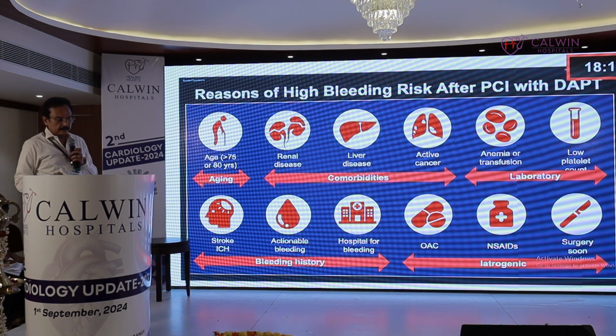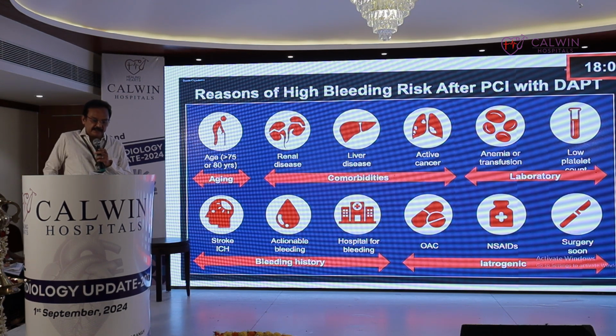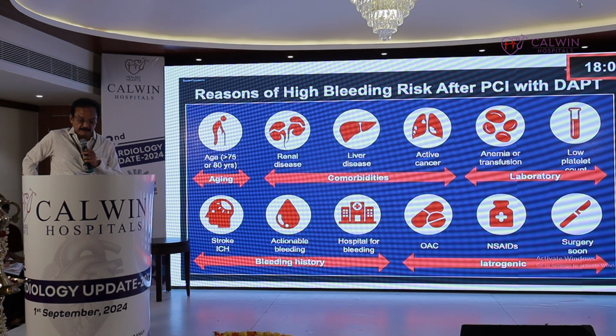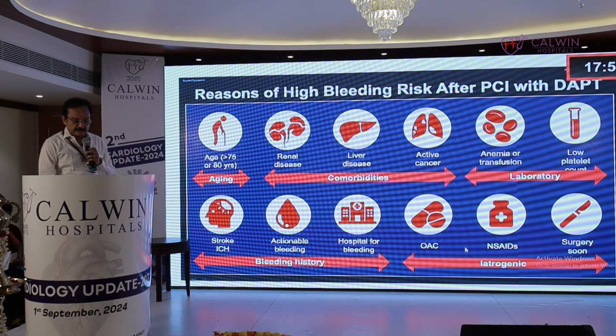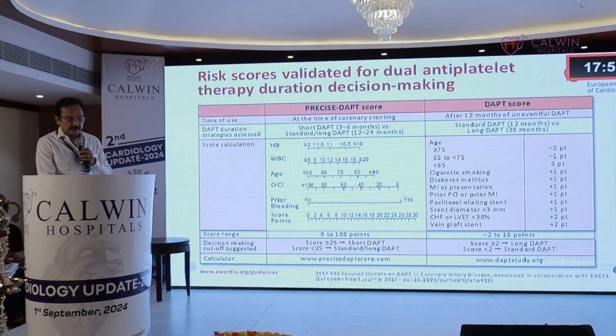So why do you get high bleeding risk? Predominantly it is seen in very elderly patients: renal failure, liver disease, active cancer, anemia and transfusions, low platelet counts, and NSAID is one of the very, very important precipitating causes for this GI bleed. So keep this in mind, and to risk stratify, what do we have?